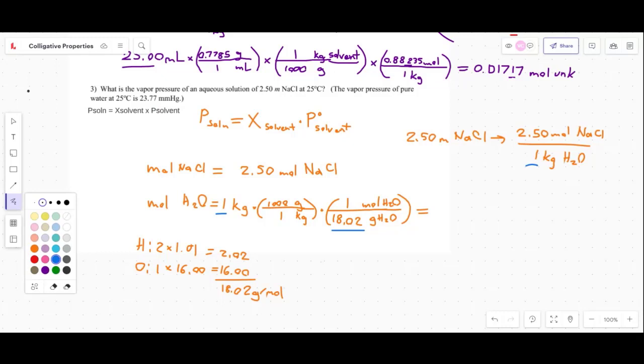So 1 times 1,000 divided by 18.02, and so this is 55.49, which is 4 significant figures. I'm actually just going to take it to a few more decimal places, just to avoid those rounding errors that come in. So 55.4939. There we go. So that would be your moles of water.